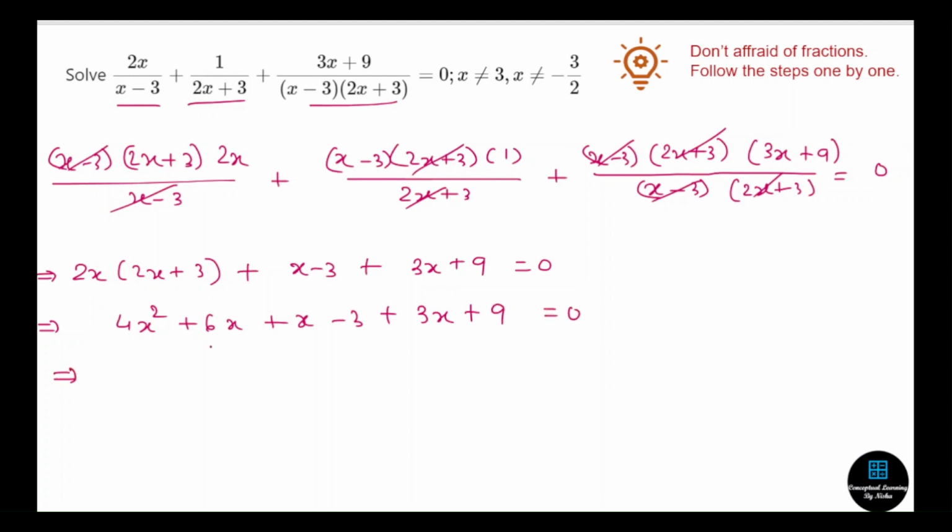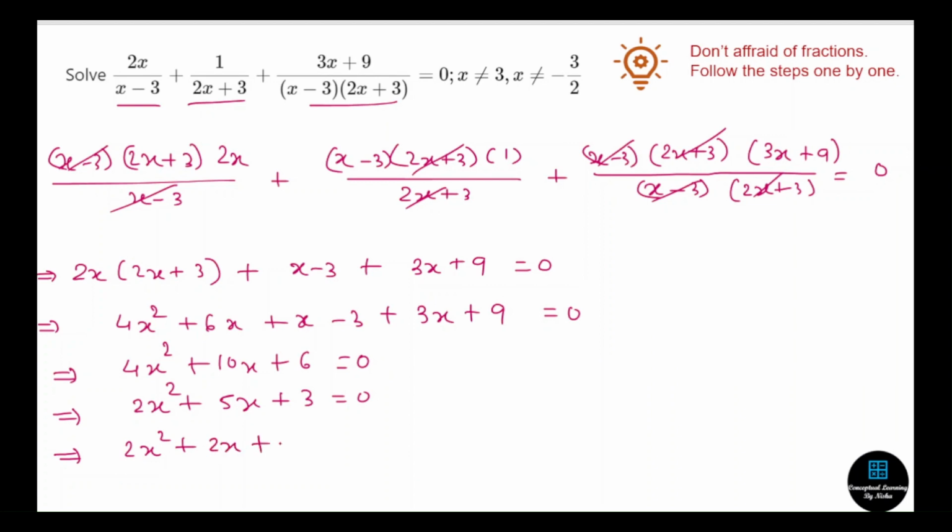Now I'll keep all the like terms together and simplify. So what will we get? 4x square plus 10x plus 6 equals 0. And by dividing all of them by 2, I'll get 2x square plus 5x plus 3 equals 0. Now I can use two methods. I can factorize this or I can use the quadratic formula. But factorization is easier. So I'll just use 2x square plus 2x plus 3x plus 3 equals 0.